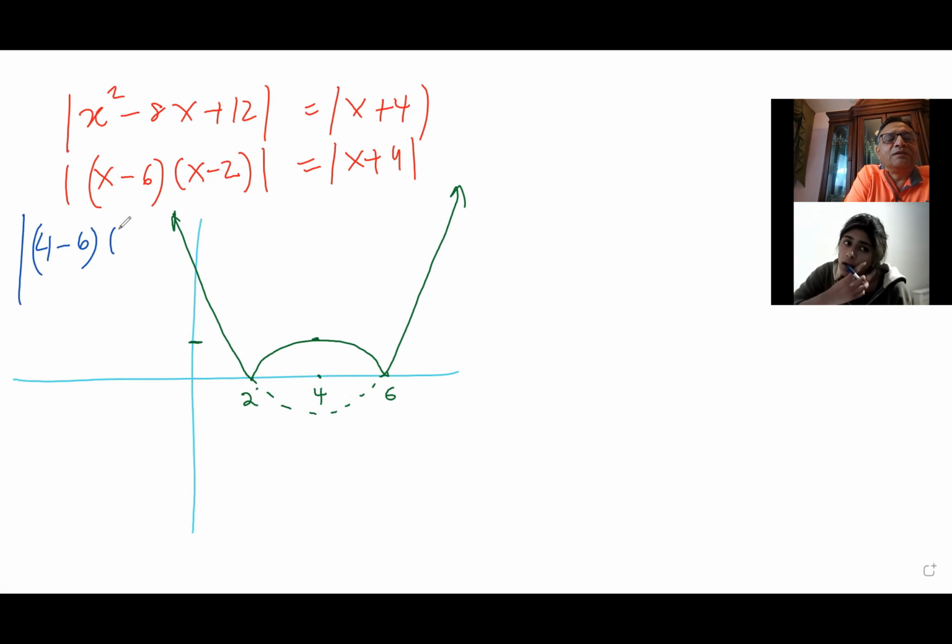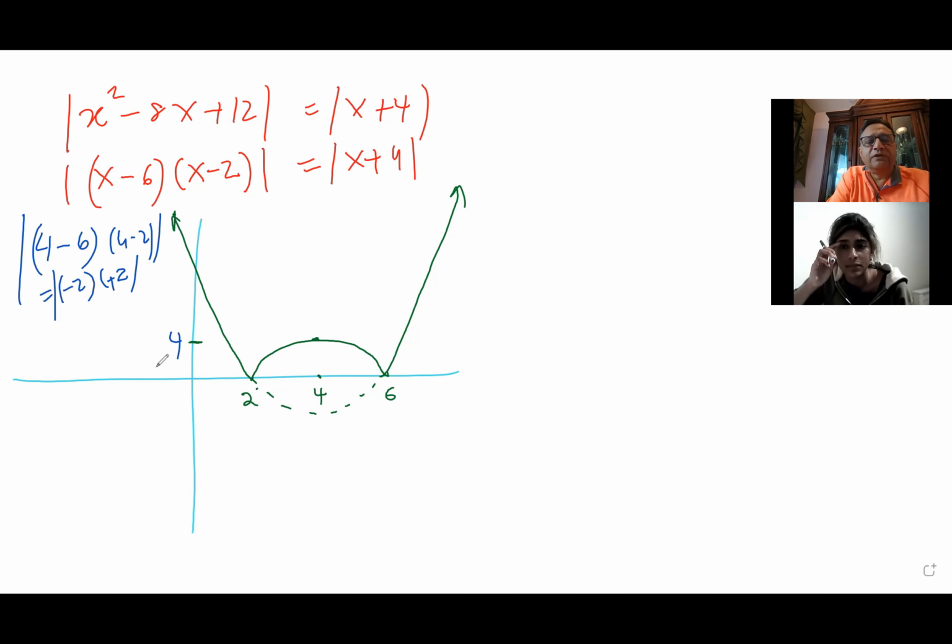Absolute value. 4 minus 2, which is minus 2, minus times 4, minus plus 2, absolute value. So it is 4, right? Okay. So we get that part. So we have one function there.